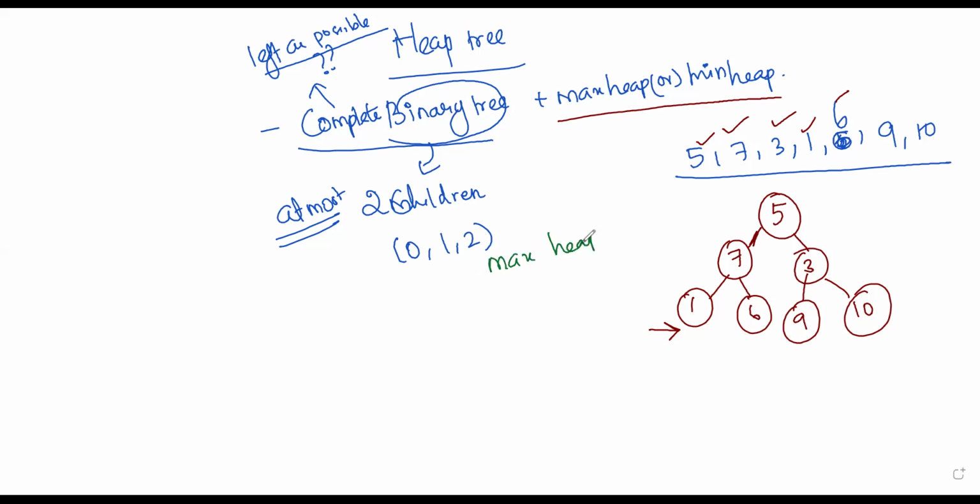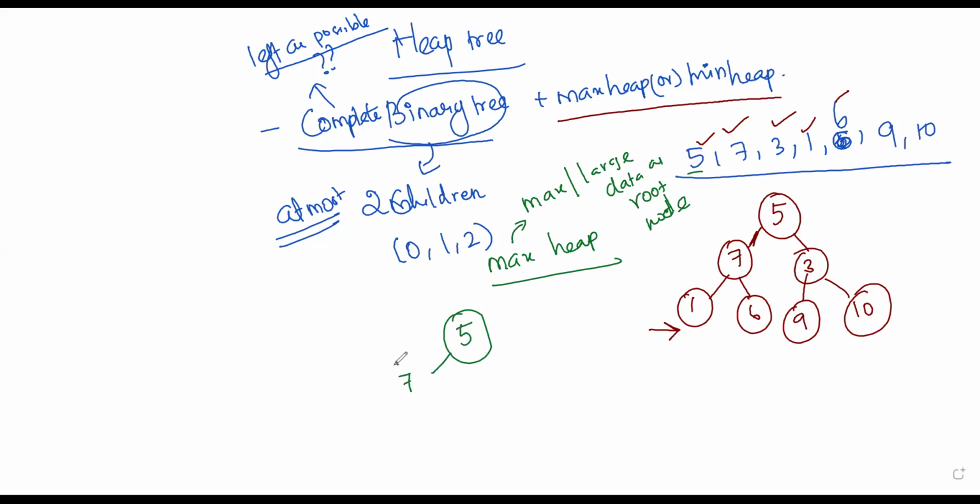Max heap. By the word, you can say you should have the maximum or larger data as the root node. So for example, 5 is the first node. Next, 7 is the next node. Keep it left as possible. But here, if it is a max heap, the root node or the parent node must have the larger value.